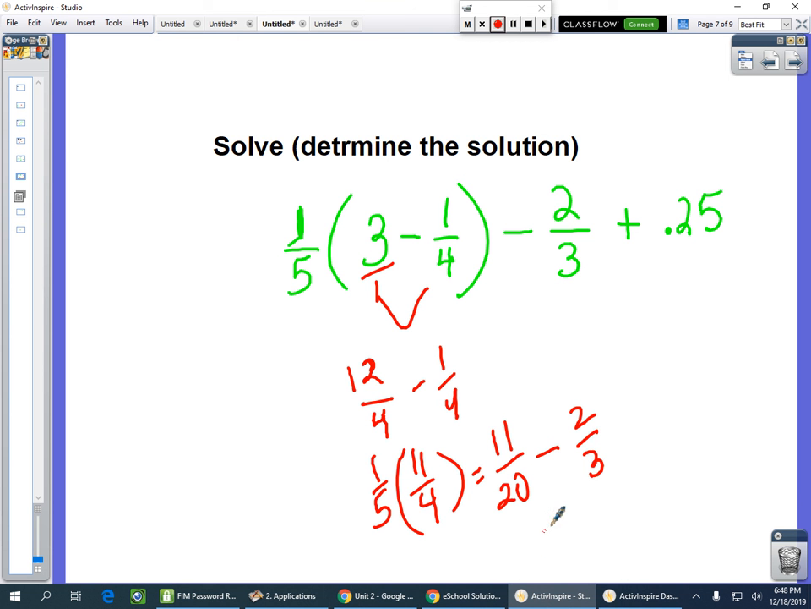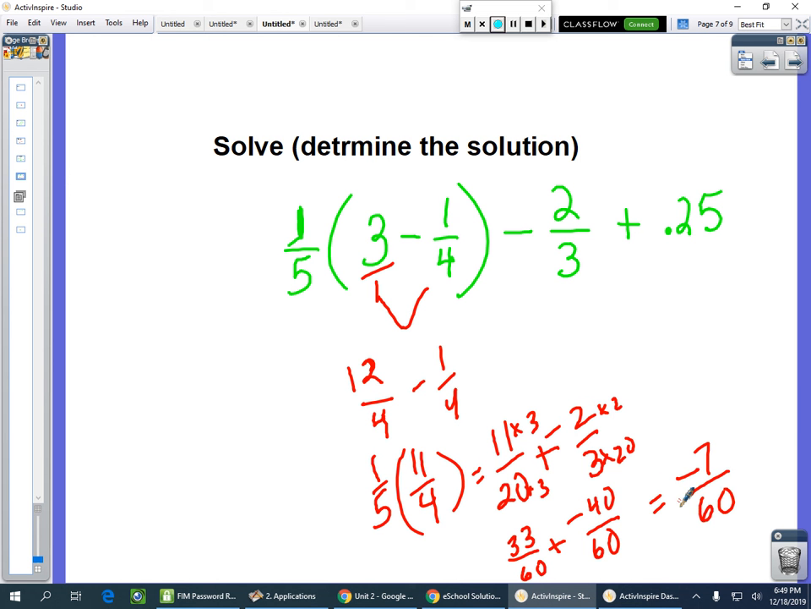Common denominator. Let's see. I could get them both to be 60. So if I get them both to be 60, this is plus a negative 2/3. So this would be a negative times 20 times 20. It would be a negative 40/60ths. Plus, this would be times 3 times 3, 33. And you get a negative 7/60ths, because 33 plus negative 40.